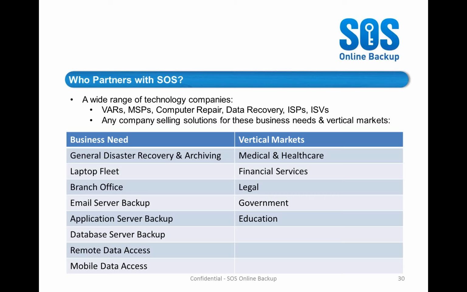And then in terms of my business need, this sort of solution gets sold obviously as a general DR and archiving solution, but also as a laptop fleet solution, a branch office backup solution, traditional server backup, whether it's email, app servers, or database servers, remote data access solution, and a mobile data access solution. So it's sort of top-down in order of commonness. You would most commonly be pitching this as just a generalized DR and archiving solution for all of the PCs in a given environment.